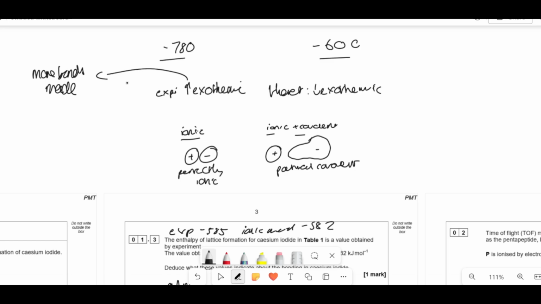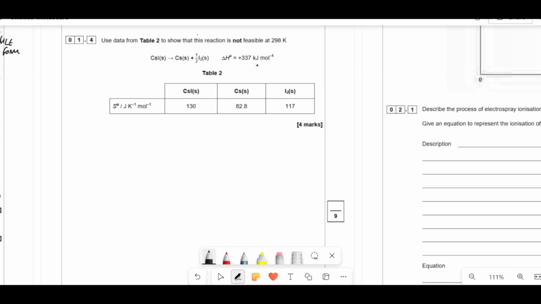Now it says, use data from table 2 to show that this reaction is not feasible at 298 Kelvin. So here's table 2, and they've given us these entropy changes, and they've told us the temperature, and they've told us the overall entropy change here as well that we want. So delta G equals delta H minus T delta S. List out what you have if you need to. Delta H we know is 337. We know that T is going to be 298. Delta S we do not have.